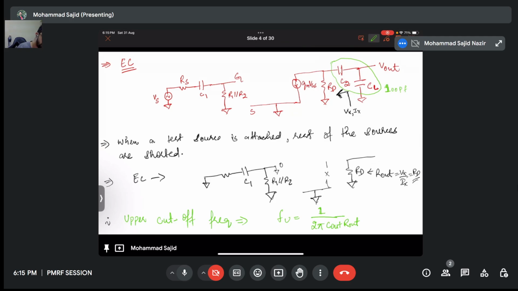So the output frequency will be dominated by this capacitance, alright? So this will be 2 pi times 100 pico multiplied by R out, that is RD, which is 4 kilo. Calculate it, and you will get an answer of 0.1. Alright, this is how we do it, simple algebra.